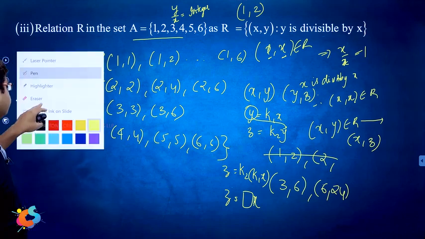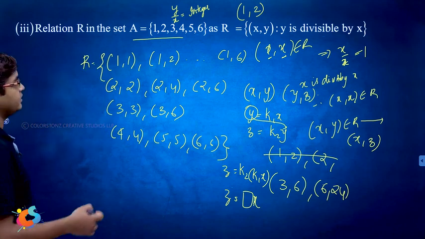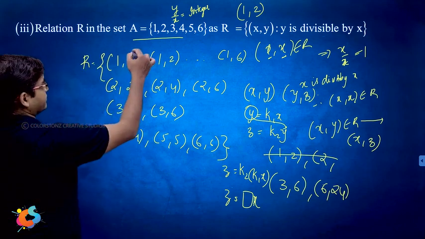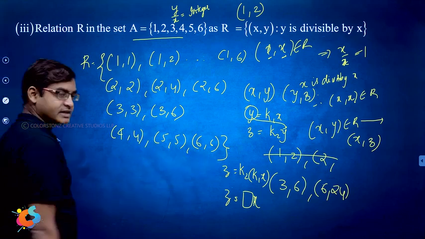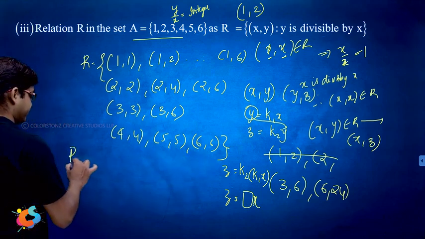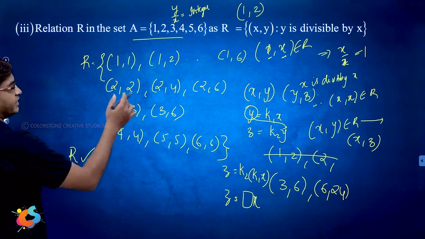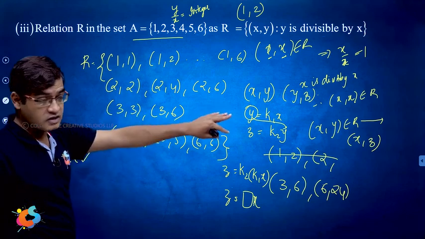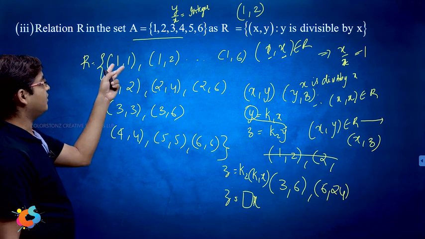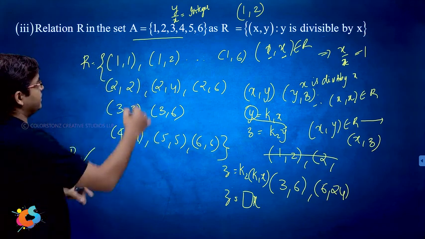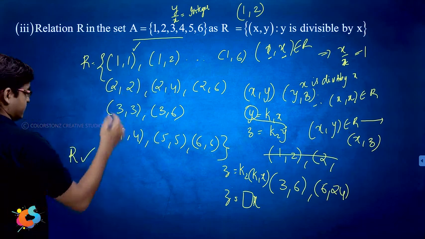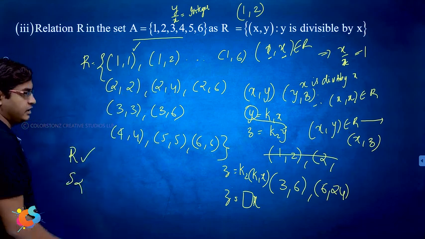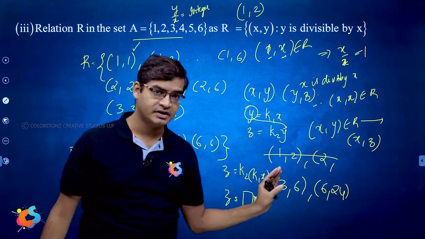Okay, you will see in just a moment. Now you'll see. Is this reflexive? Yes. 1, 1 is there, 2, 2 is there, 3, 3 is there, 4, 4 is there, 5, 5 is there, 6, 6 is there. It is reflexive. Done. Next, is it symmetric? From there, we have seen it is not symmetric. From here also you can see. 1, 1 is there, reverse 1, 1 is there, put a tick mark. 1, 2 is there, 2, 1 is not there, so cross mark. So therefore, this is not symmetric. Why? Because 1, 2 is there, 2, 1 is not there.